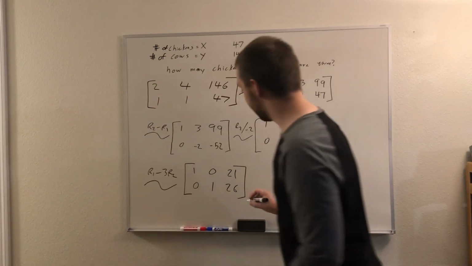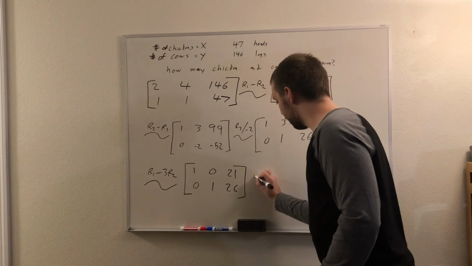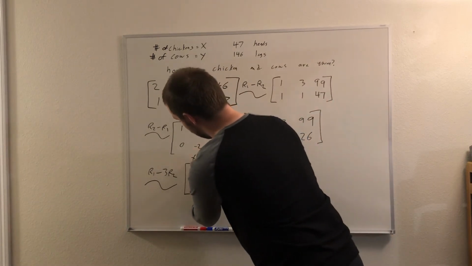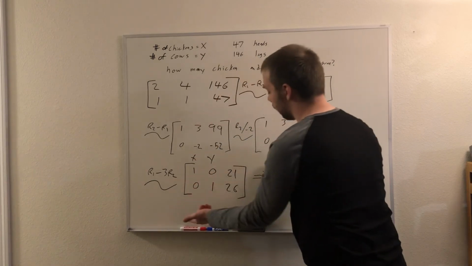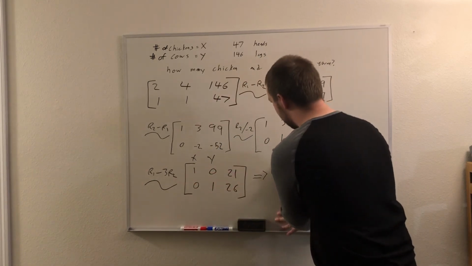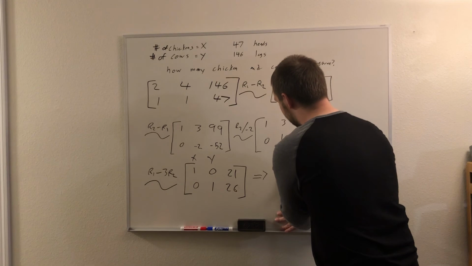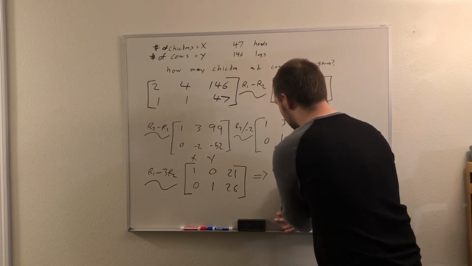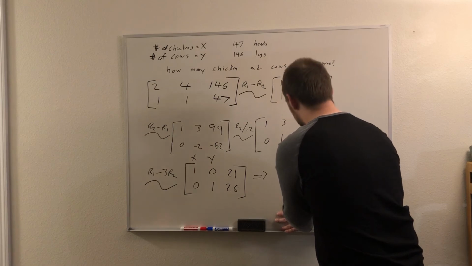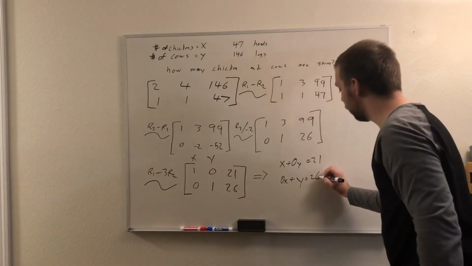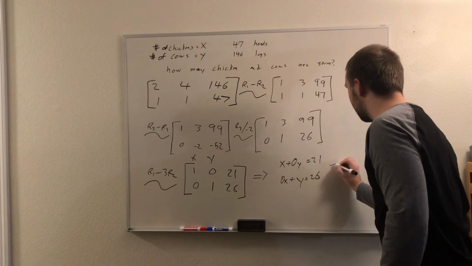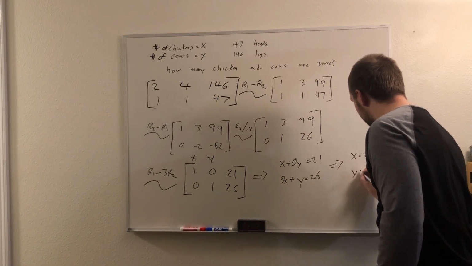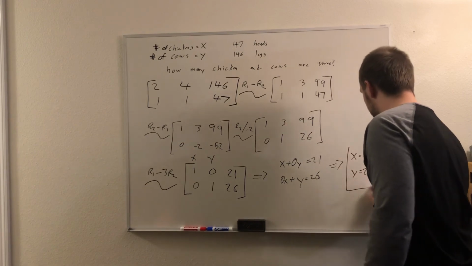So from that, this is the x's, this is the y's. So we can write this as a system of equations saying x plus 0y equals 21. And then we can say 0x plus y equals 26. Well, 0 just makes it go away, so then that means that x equals 21 and y equals 26.